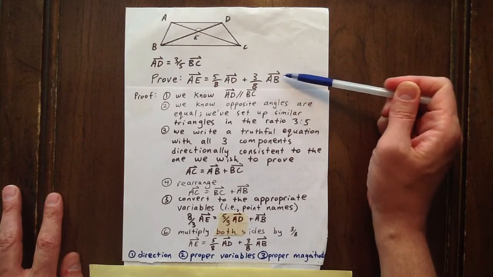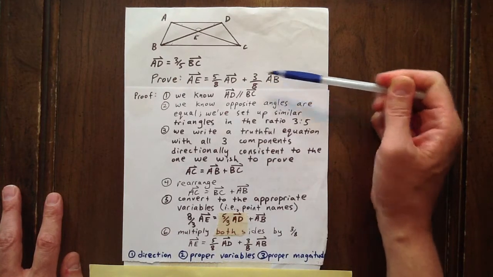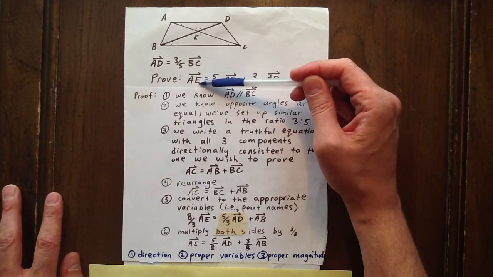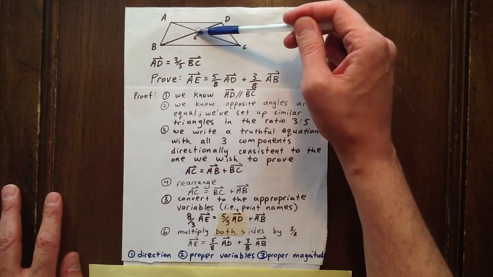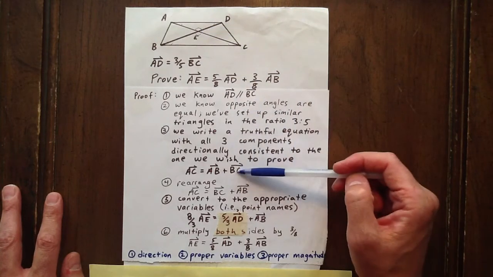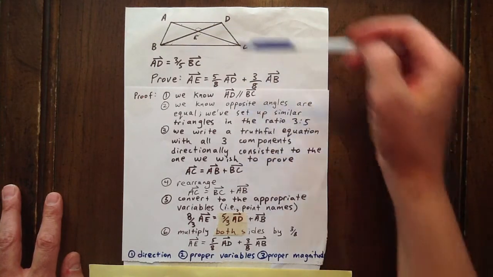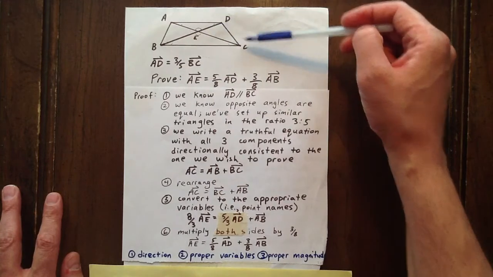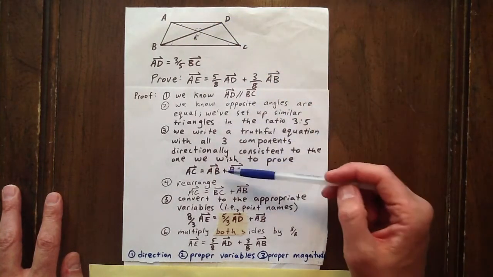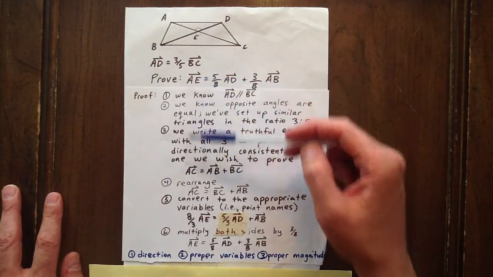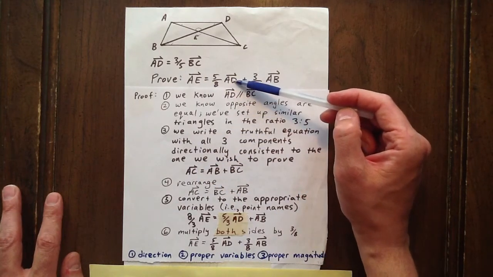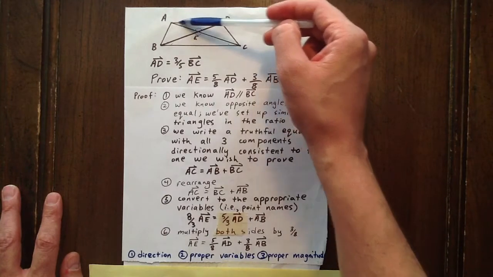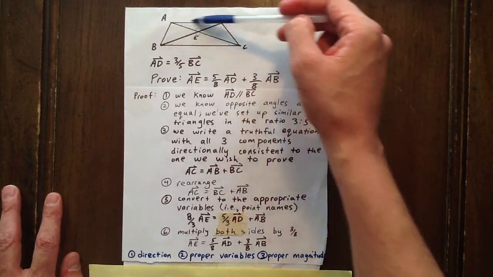Here's what I mean. In the statement that we're trying to prove, on the left-hand side we have AE. AE heads this way. In the left-hand side of the statement that we just made, we have AC. Well, AC is directionally consistent to AE. Okay, so far so good. We're going to get our directions good. We next have 5/8 AD. Well, AD travels in this direction, straight across.